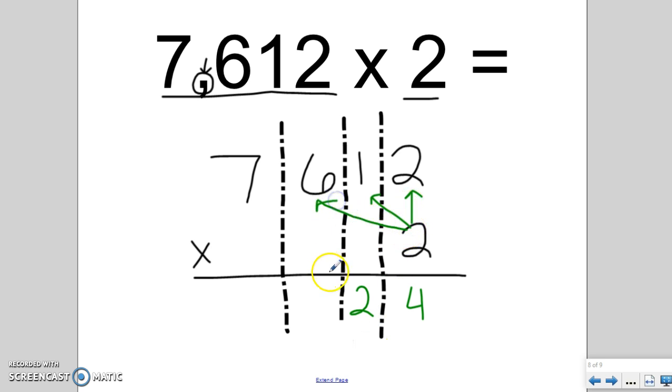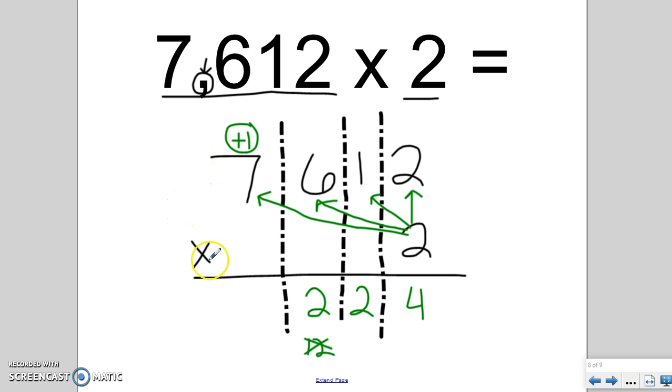Now we're going to go here. 2 times 6, well, that's double 6, which is 12. Again, 12 is 2 digits. We can't put both digits in that parking spot. So we're going to put the 2 down and carry the 1 directly to the next place value. Last but not least, 2 is going to attack the 7. 2 times 7 is 14, plus 1 is 15.